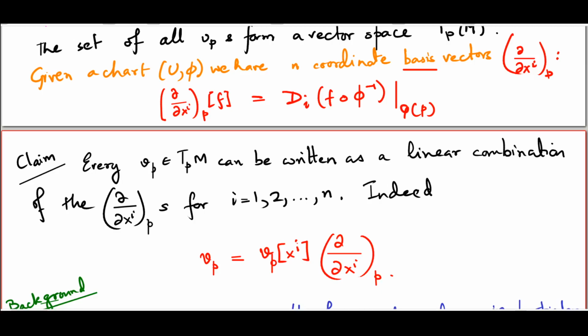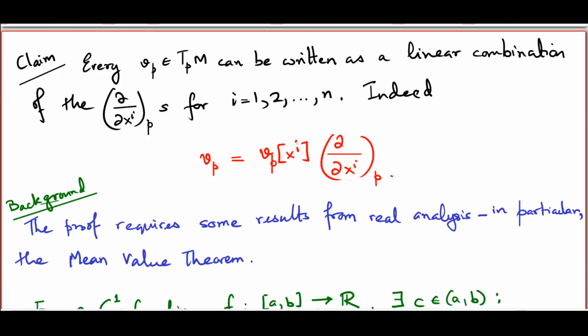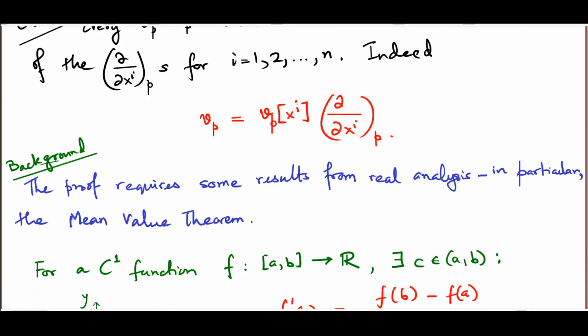So first we are going to talk about the basic background needed, which is a standard result from real analysis. The proof of the claim requires the mean value theorem. Now, the mean value theorem should be pretty familiar to anybody who has done a course on real analysis, but the particular form in which we need this may not be familiar to somebody who has not done a course on multivariable real analysis. So let me just give you a brief reminder here.